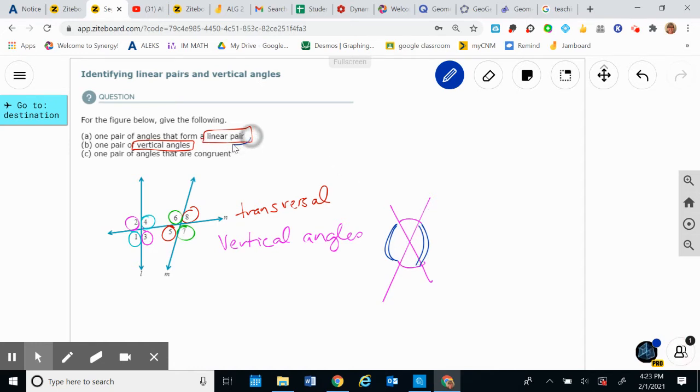A linear pair is a pair of angles that add up to 180. See the word line right there? Linear is just line-ar, okay? Forms a line. So angle 2 and angle 4 are a linear pair because they equal 180. You see it? There are so many linear pairs here. This is a linear pair. This is a linear pair. This is a linear pair. So you can get 4 linear pairs just from one cross.